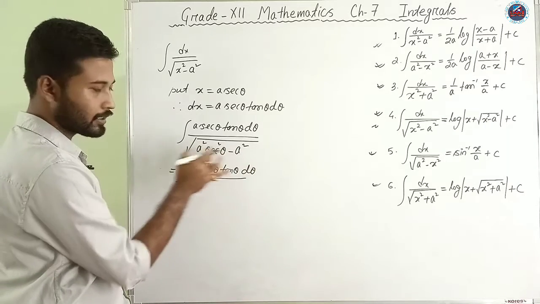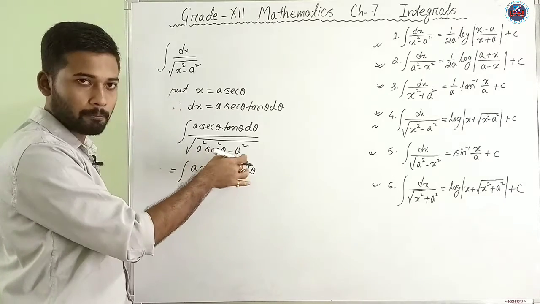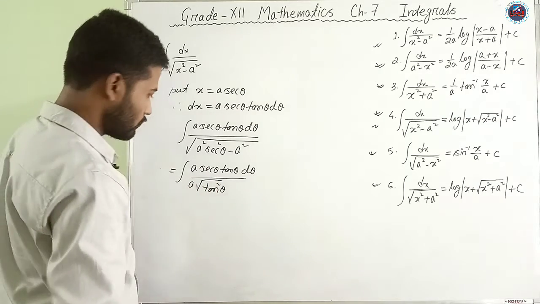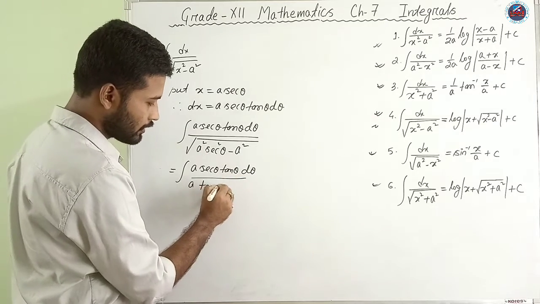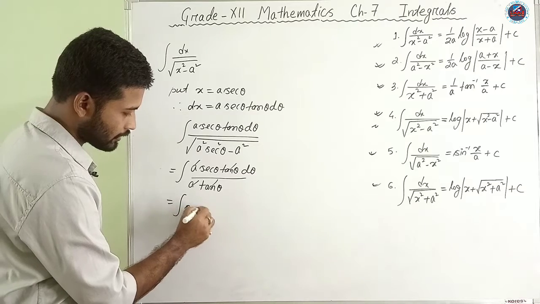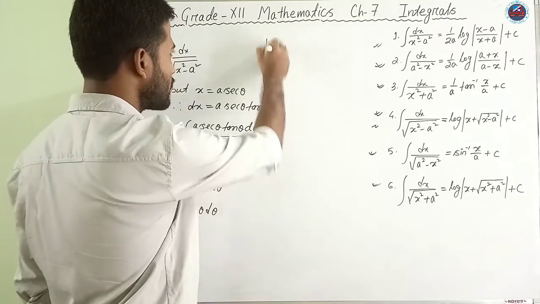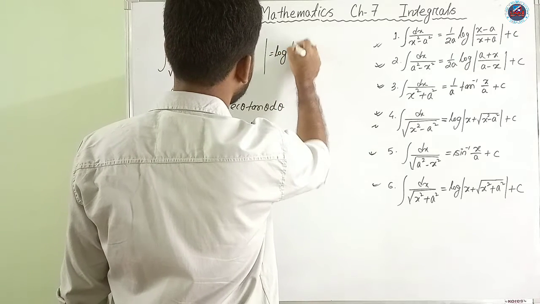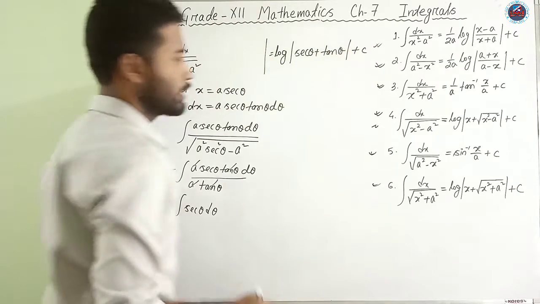Since it is a square, I can take a square common and bring the a outside, and inside the root we shall be remaining with sec square theta minus 1, and that will be root over tan square theta. If I cancel the root and the square, we shall get tan theta. Now I can cancel out the a and tan theta, so we shall be remaining with the integral of sec theta d theta. In the previous video we have seen that the integration of sec theta d theta is equal to log mod sec theta plus tan theta plus the integrating constant.